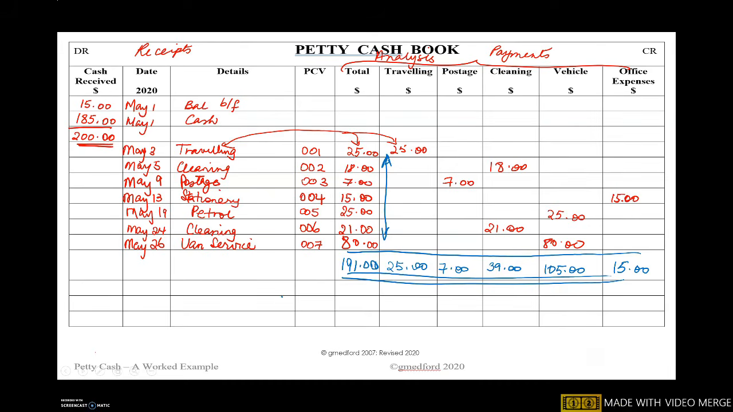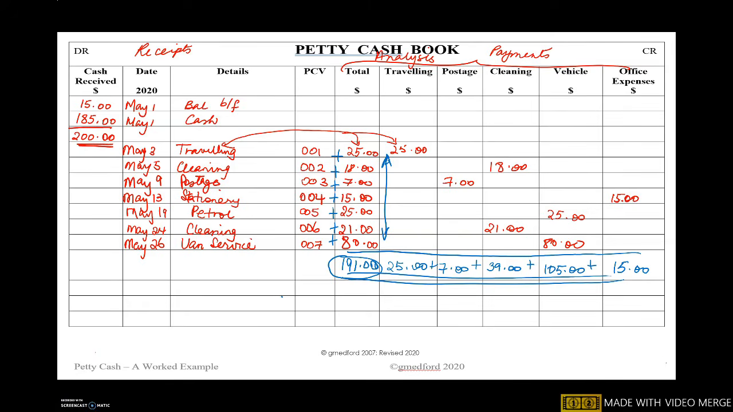What's important to note is that when we add all these figures vertically and horizontally, we get this figure of $191. So adding vertically and horizontally is a way of double checking that our figures are correct.